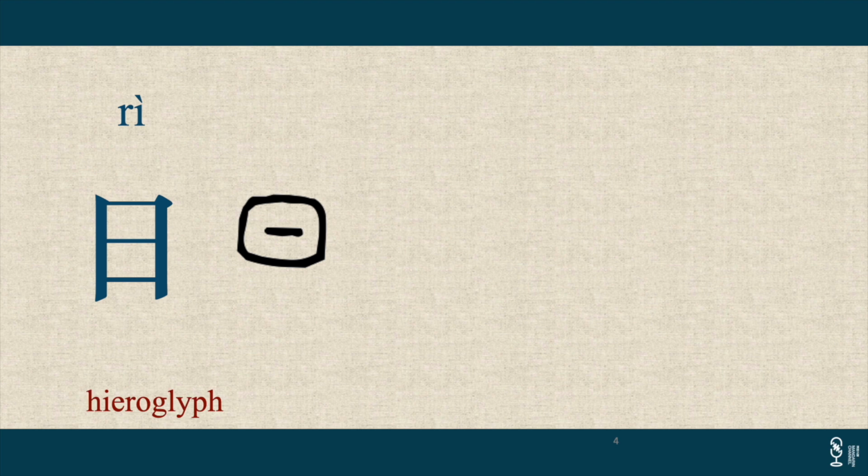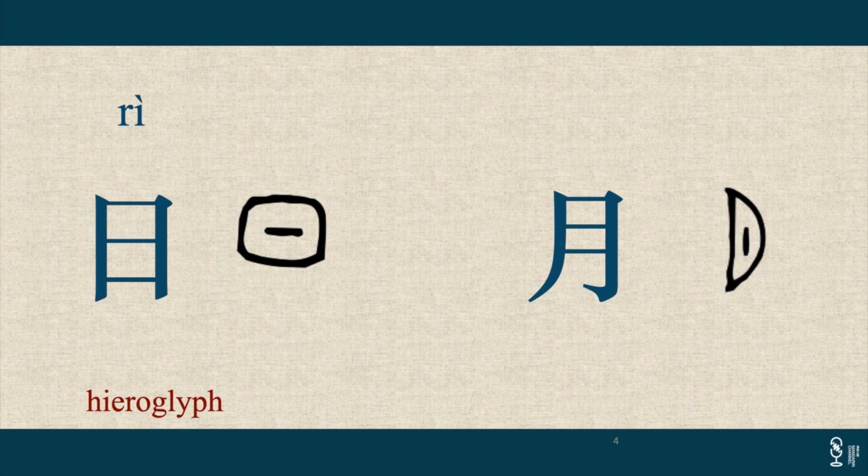Similarly, we can look at this character. What do you think it looks like? Very good. It's like the moon in the sky. This is 月.